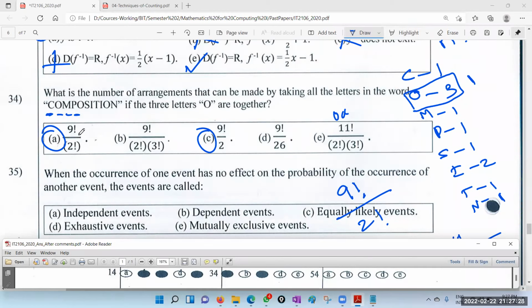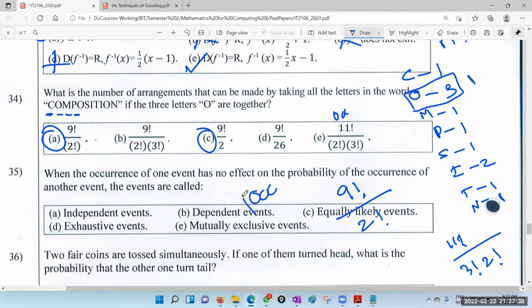So the answer is A. Now what? Because they say 3 O's are together, I just consider it as one letter. One letter called this. Right.